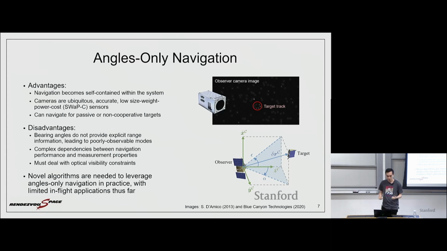There are also, as a result, pretty complex dependencies between the quality of the navigation we can perform and the properties of the system, like the amount of relative motion and the quality of the sensor. And we also have to deal with constraints about optical visibility. So if we're in an eclipse period, for example, we aren't getting any sunlight, we can't see our target, we can't get measurements. So in practice, this essentially means that while there are positives about vision-based nav and angles-only nav, we need some novel algorithms to be able to fully exploit it and actually apply it in flight.